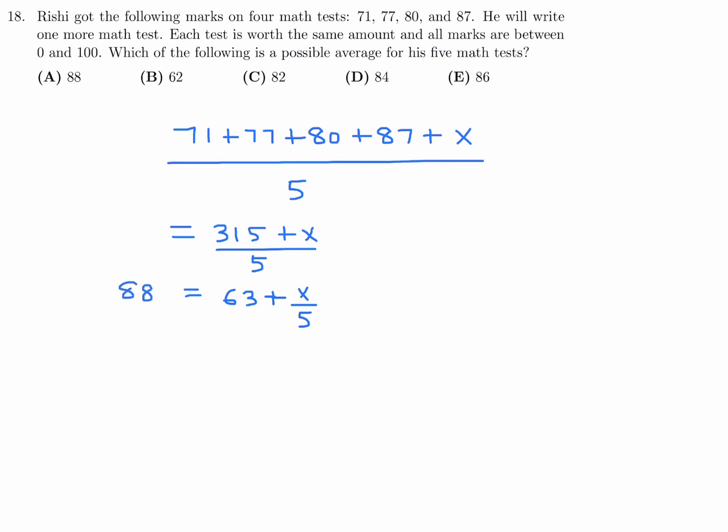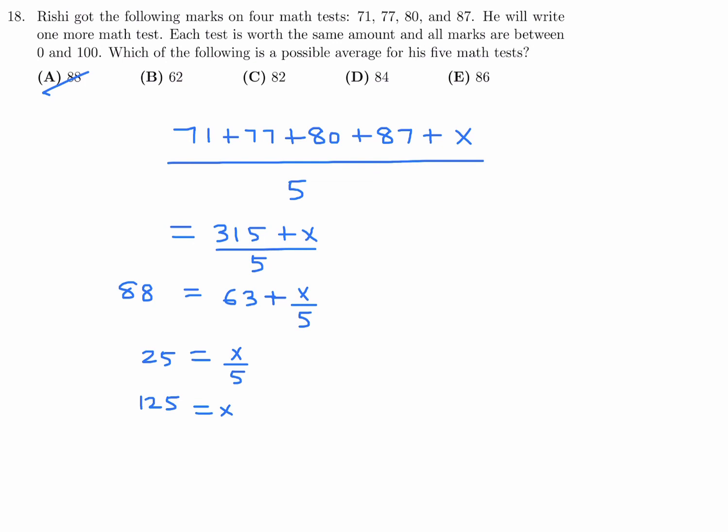Let's see if 88 would work. If it's 88 as the average for the 5 math tests, this becomes X over 5 is equal to 25, and therefore X is equal to 125. But that's not possible because each test can only have a score between 0 and 100. So that one's gone.